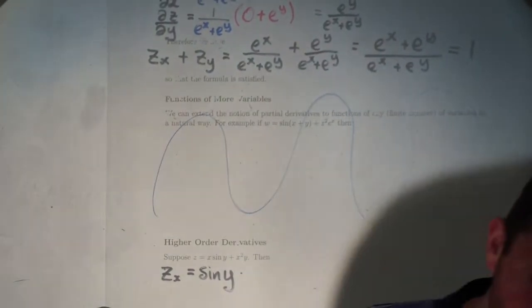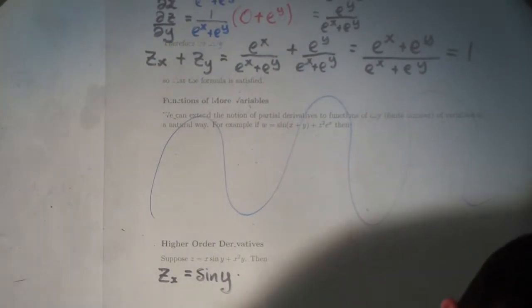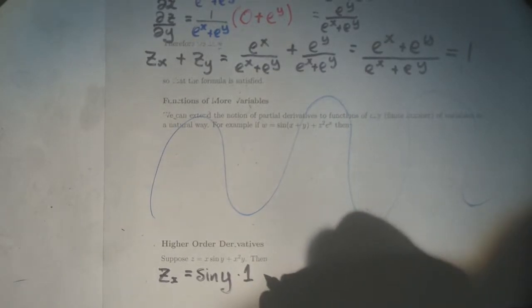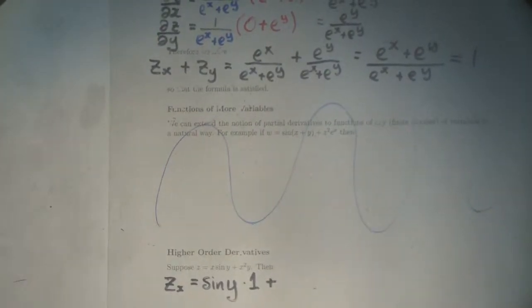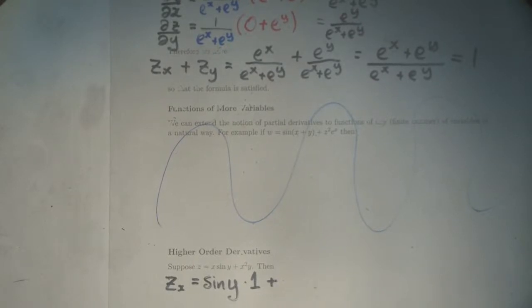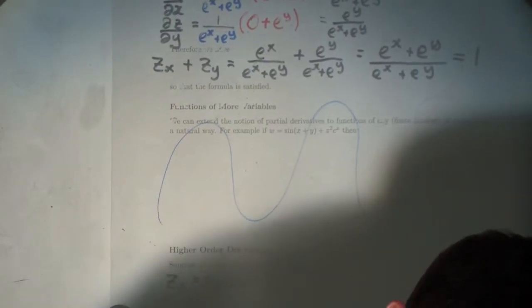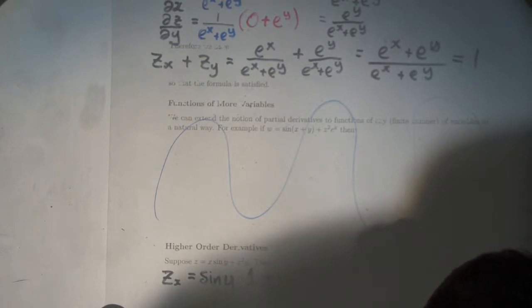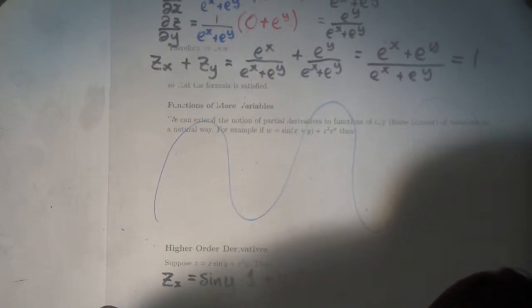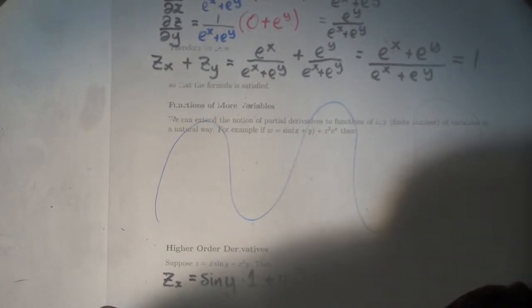And what is the derivative of x with respect to x? 1. Plus. What is the constant in the second term with respect to x? Y. What is the derivative of x squared with respect to x? 2x. I'm going to tidy this up. This is sine of y plus 2xy.